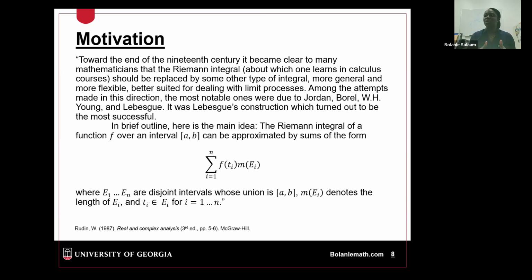The Riemann integral of a function f over an interval [a, b] can be approximated by sums of the form the summation from i = 1 to n of f(t_i) times the measure of e_i, where e_1 up to e_n are disjoint intervals whose union is [a, b]. Measure of e_i denotes the length of e_i, and t_i belongs to e_i, where i = 1 up to n.